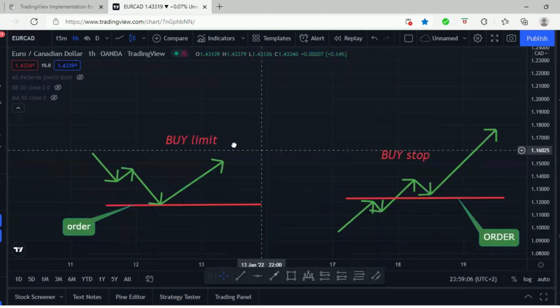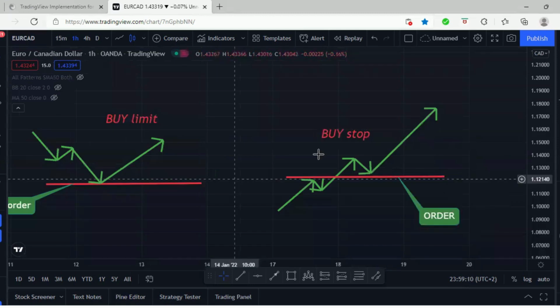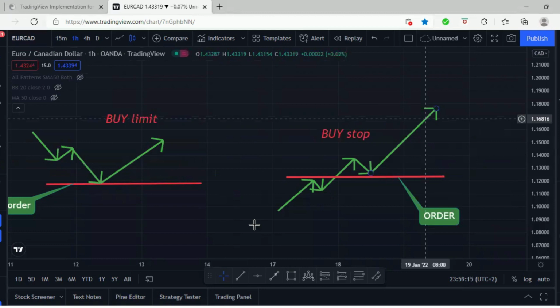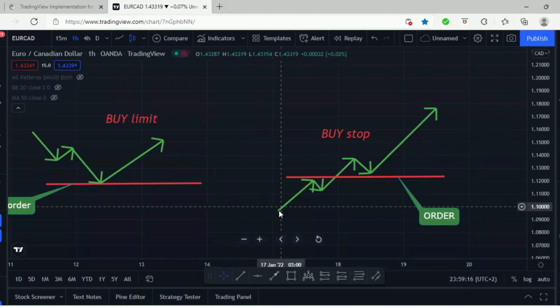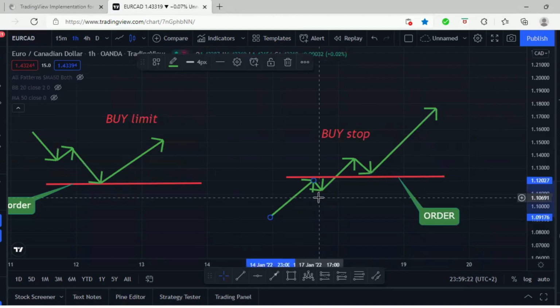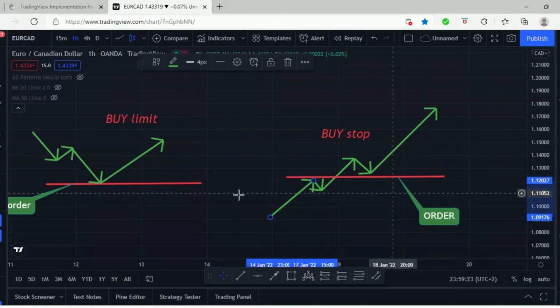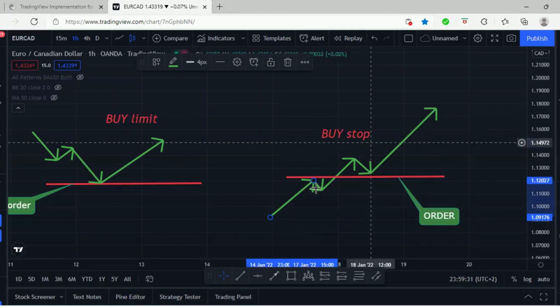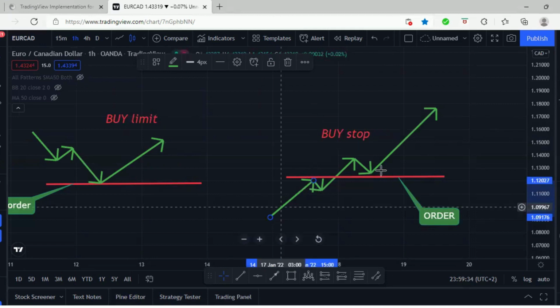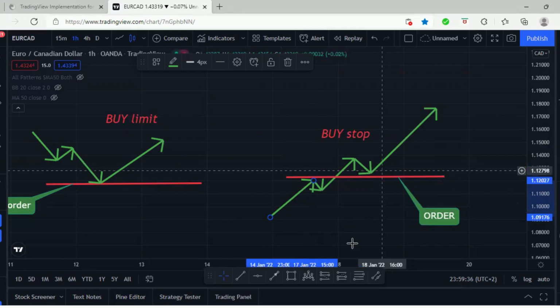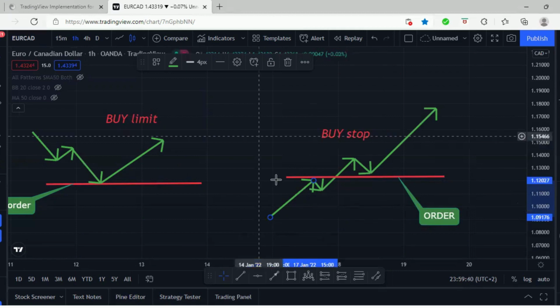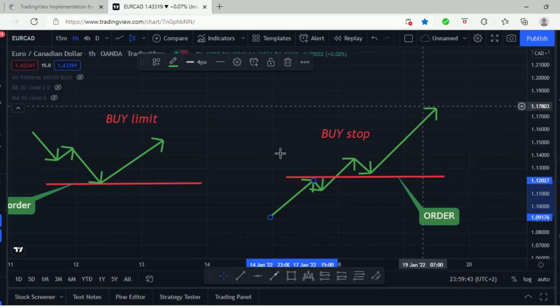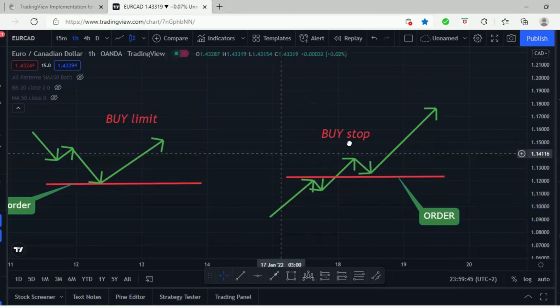On a buy stop, the order is placed above and the price still goes up. Let's say price was here when you placed your order up there. Your order is above the price. Price is below your order, meaning your order is above the price. In this case, you wait for price to hit your point and still go up. I hope you can see the difference between the two.